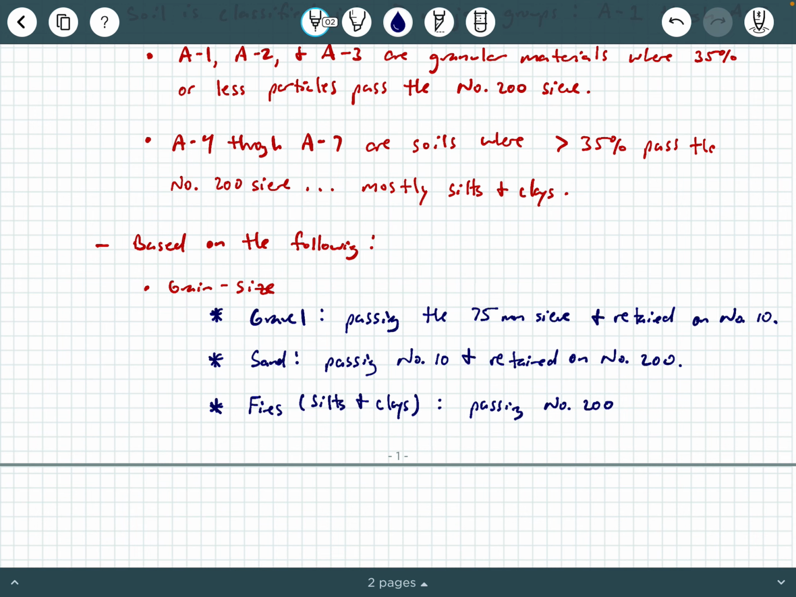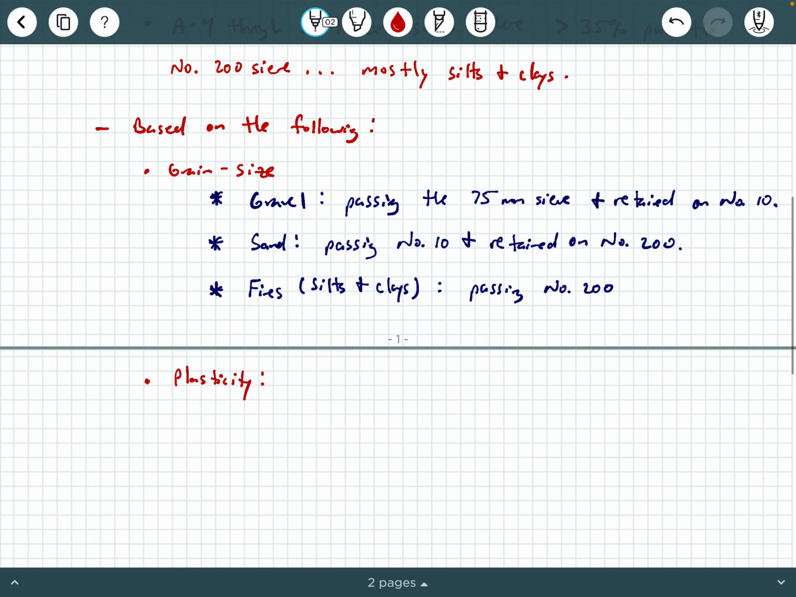Okay, it's also based on plasticity. All right. When we say it's based on plasticity, we're referring to the plasticity index in particular. Okay. So you may have a silty material if your plasticity index is less than or equal to 10, and then a clayey material if your plasticity index is greater than 11. All right.